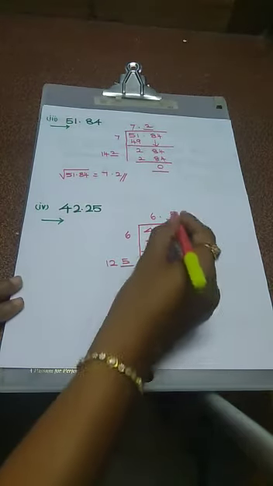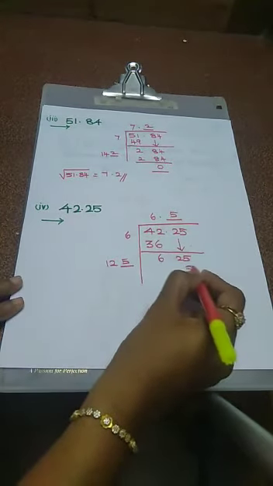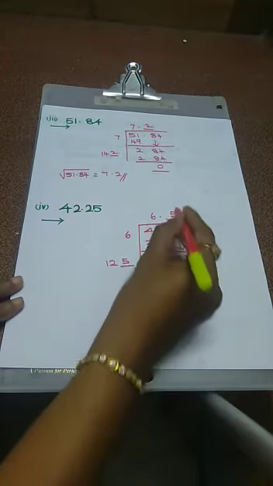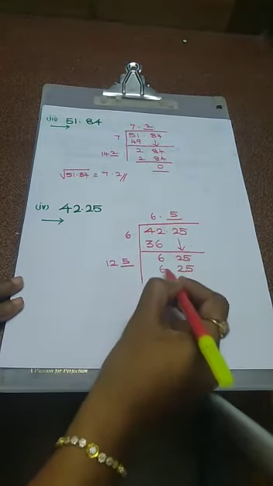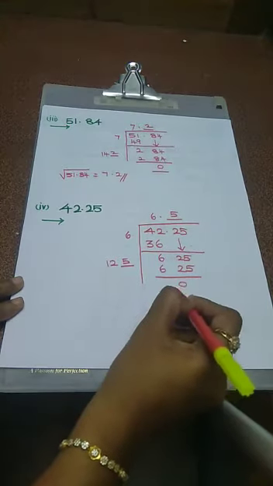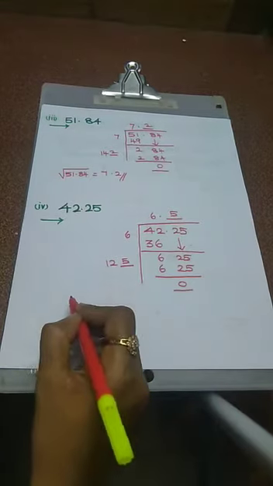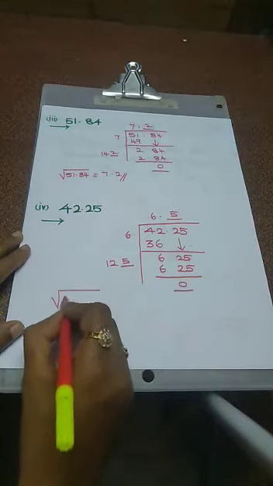That is very important. So 5 5s are 25, write 5, carry 2. 5 2s are 10 plus 2, 12, write 2, carry 1. 5 1s are 5 plus 1, 6. So 625 minus 625, the answer is 0. So the square root value of 42.25 is 6.5.